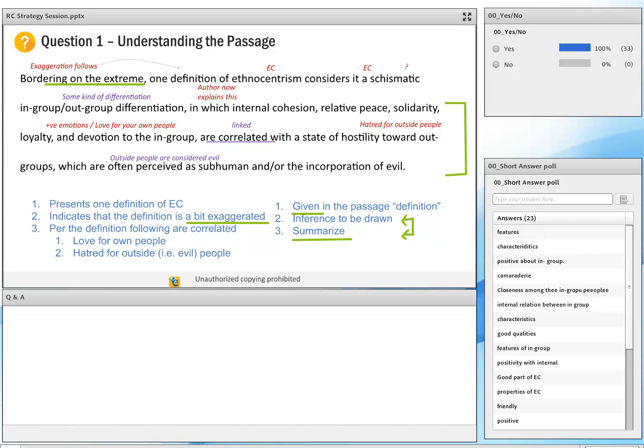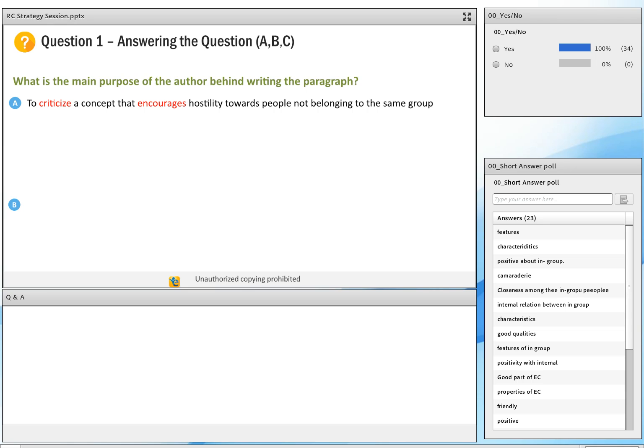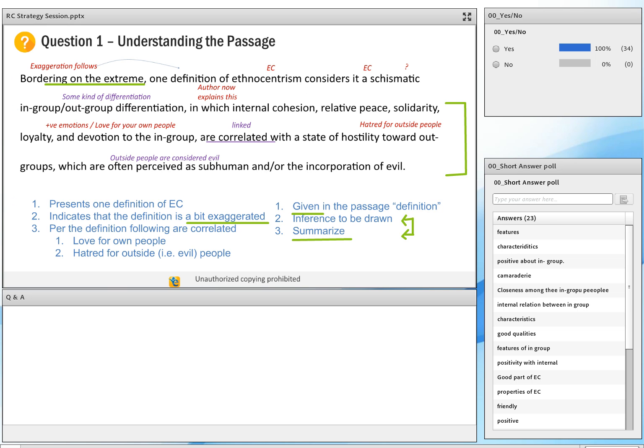Okay? Now let's come to the answer choices. What is the question asking us? The question is asking us, what is the main purpose of the author behind writing the paragraph? And this is something which, if you understand everything that there is to understand in the passage, answering a main point question should be relatively straightforward.